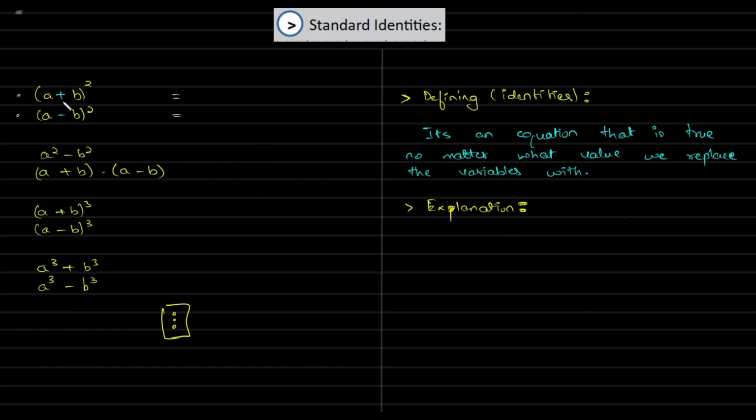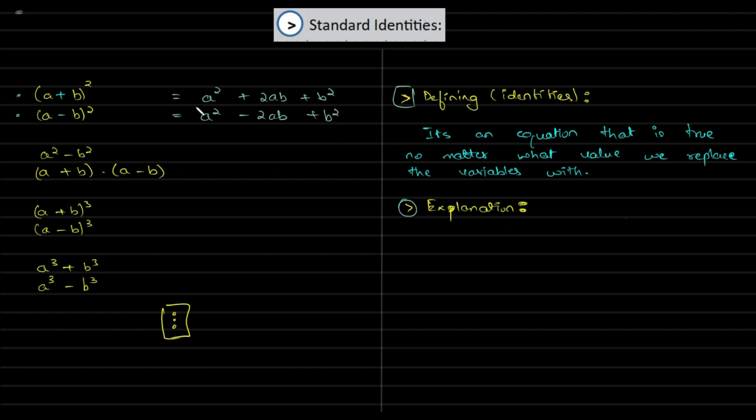First, let's understand what is an identity. Let's define identity. It's an equation that is true no matter what value we replace the variables with. So let's have a look at the explanation. (a plus b) the whole square is a square plus 2ab plus b square, and (a minus b) the whole square is a square minus 2ab plus b square.